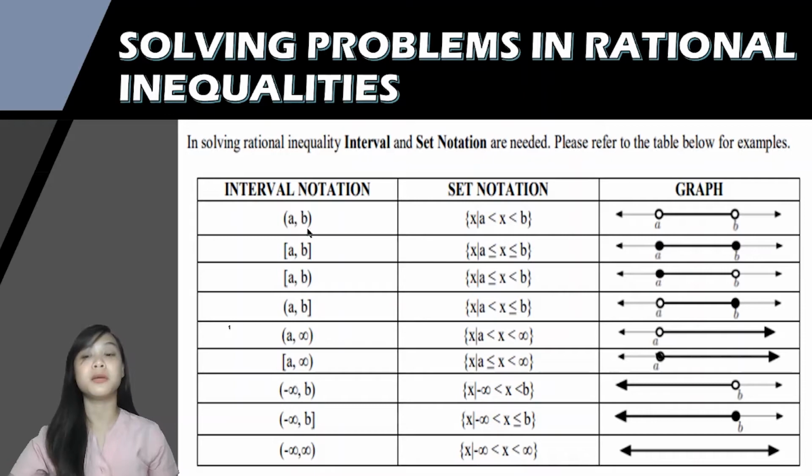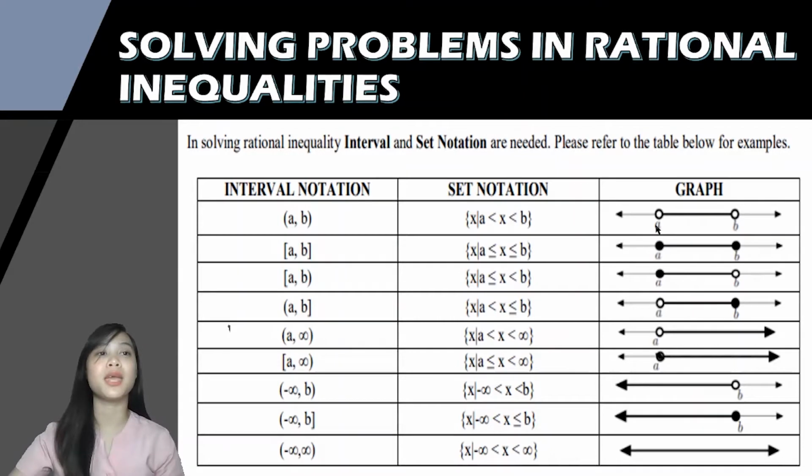We have A, B, or your ordered pair enclosed in open and close parentheses. This is the set notation, meaning x is an element such that x is greater than A and less than B. When we graph that, we have A as the first part of the interval and B as the second part. In the number line, the denotation is an unshaded circle. That means A and B are not part of the solution set, so values A and B cannot satisfy the rational inequality.